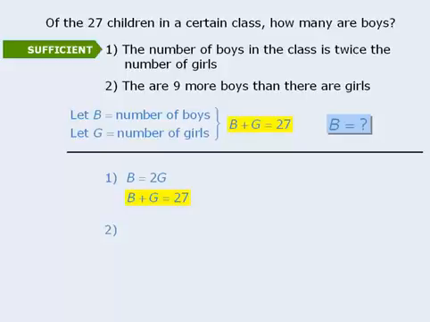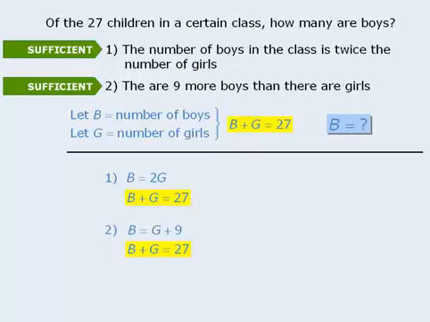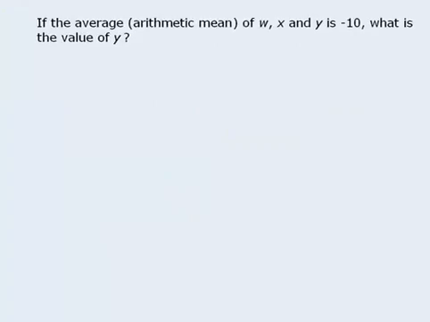Now on to statement 2. Here we are told that the number of boys is 9 more than the number of girls. So we can write the number of boys, B, is equal to the number of girls, G, plus 9. Once again, if we add the information we derived earlier, we have two equations which we could use to solve for B. So statement 2 is sufficient, which means our answer is D. Let's try a few more of these.